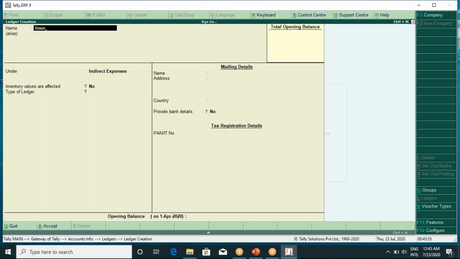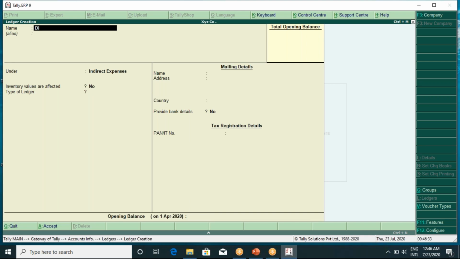Insurance. Insurance, this is also indirect expenses. Insurance. And the next one is bank charges. Bank charges. This one also indirect expenses. Bank charges. General expenses. General expenses also indirect expenses.